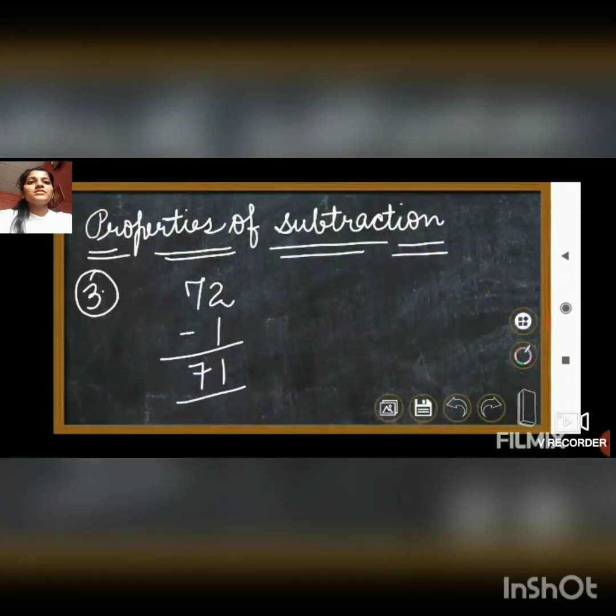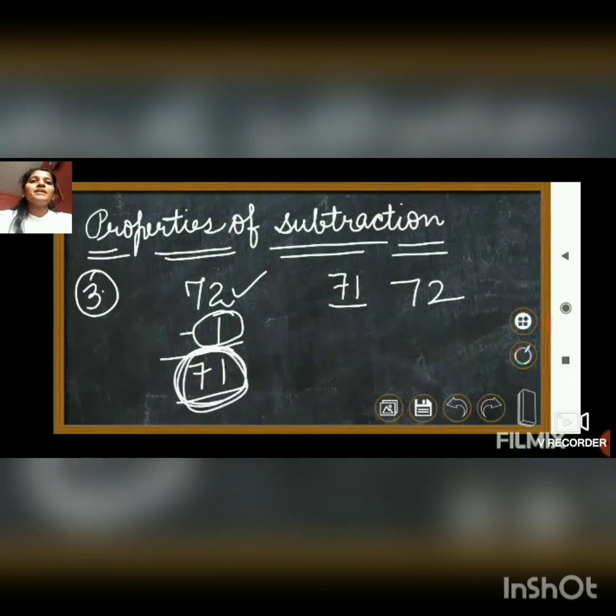So 72 minus 1, the answer is 71. And yes, here we can see that 71 comes before 72, right? So when we subtract 1 from any number, we get the predecessor of that number. So here 71 is the predecessor of 72. That means 71 comes before 72. So I hope you all have understood the third property, that when we subtract 1 from any number, we get the predecessor as the answer.